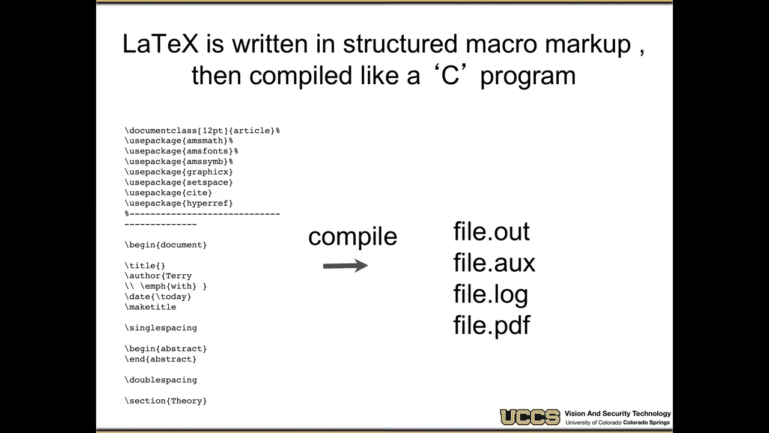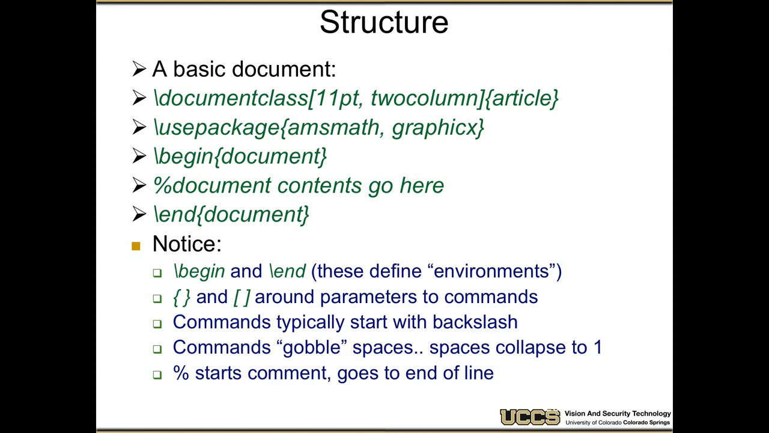And then the file.out has a bunch of other information that may or may not be useful. Core structures.